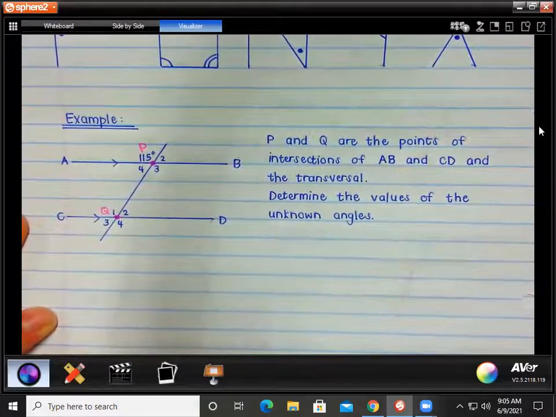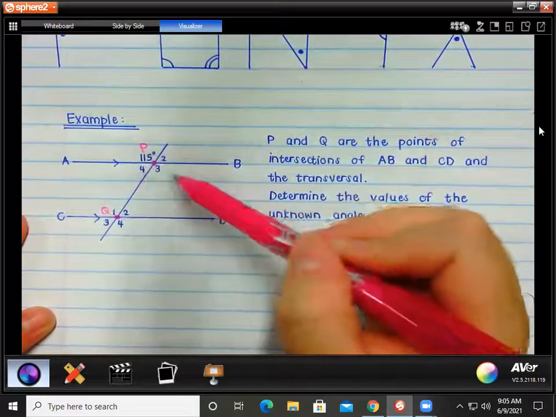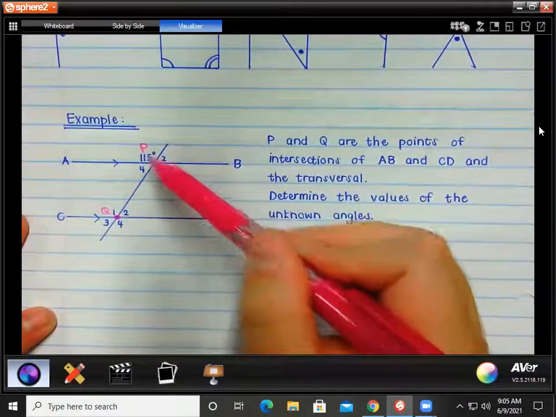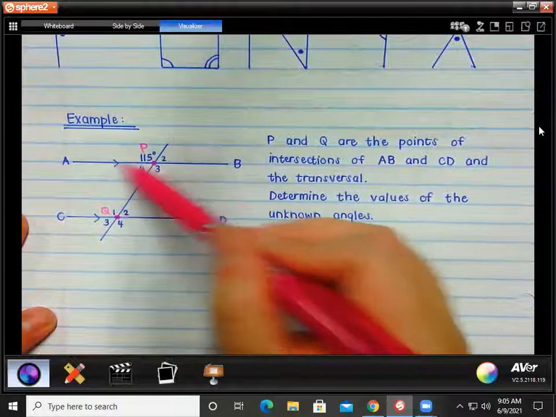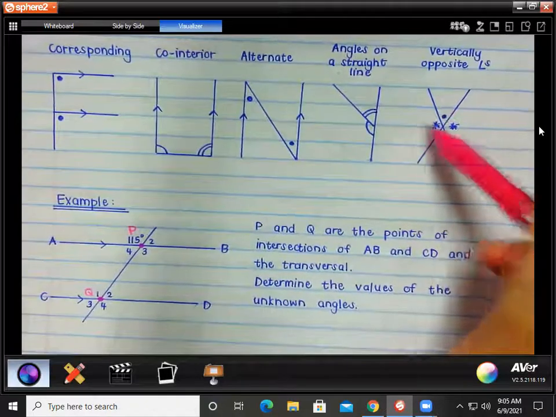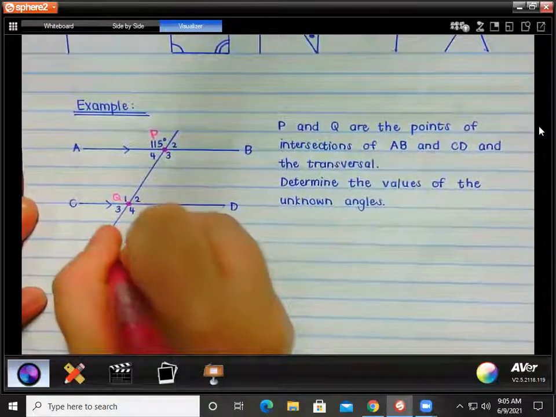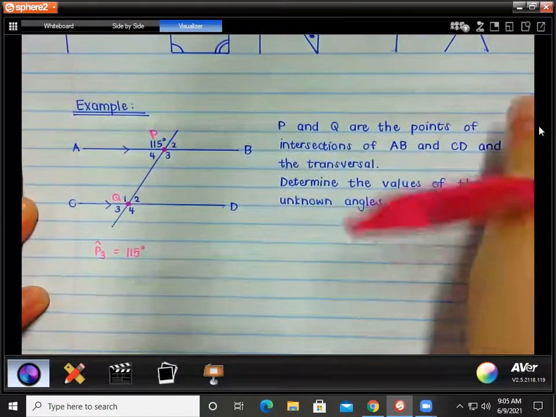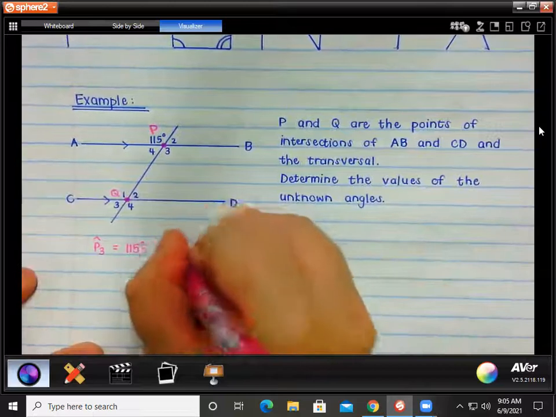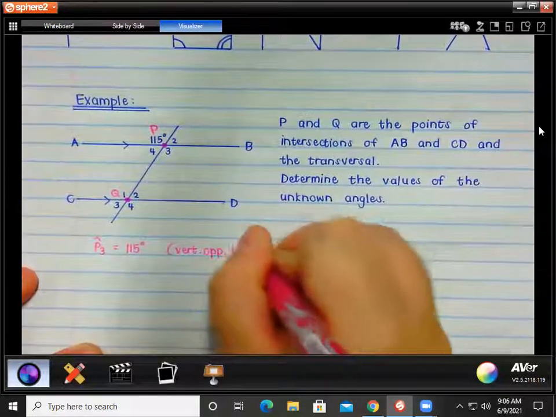Vertically opposite, hey? Which angle is vertically opposite 115? P3, not just 3, P3, please, we need to be specific, because there's a 3 there as well. So these two angles are vertically opposite. If we look at that X shape, a fuzzy X, that's vertically opposite angles. The angles that are opposite each other are equal. So we're going to write P3 is equal to 115 degrees. And then you need to write your reason. So in brackets, you're going to say vert op angles equal.